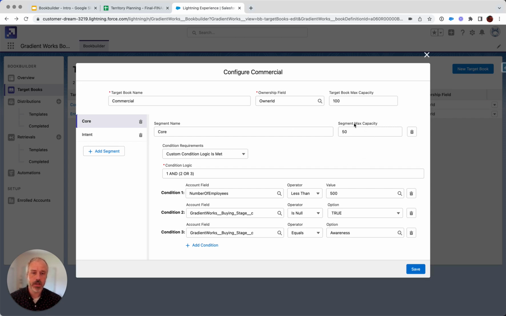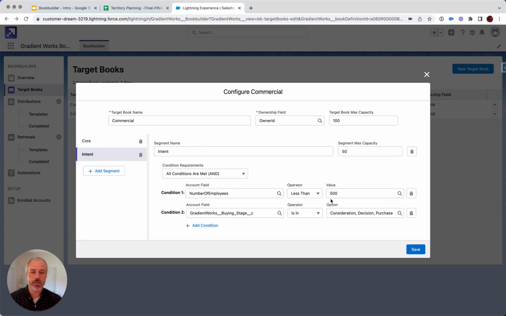One is half the book, 50 accounts, set up to be accounts that are within the ICP, fewer than 500 employees, that either don't have a buying stage or are in a very early buying stage based on their intent data. Then he also set up a later stage intent segment as well. So you can see that, again, 500 or fewer employees, and he's configured the buying stage to be in later stage intent.